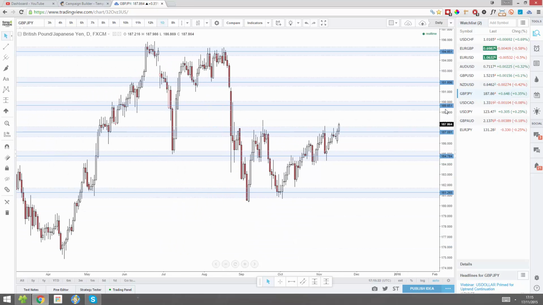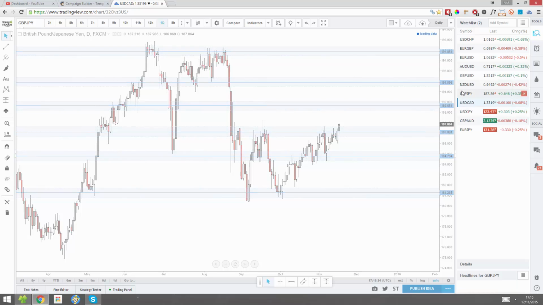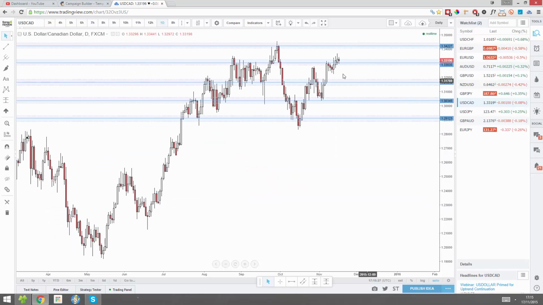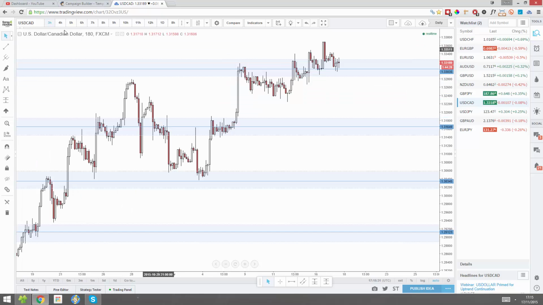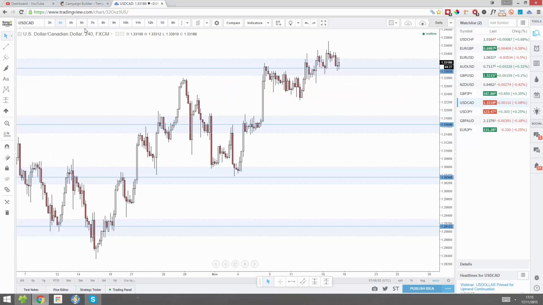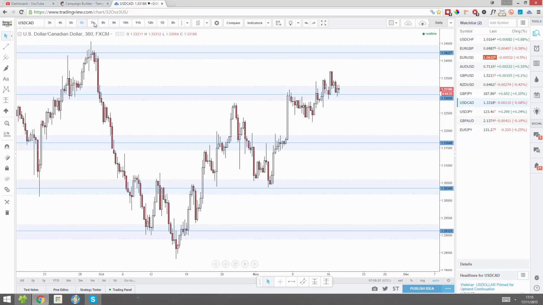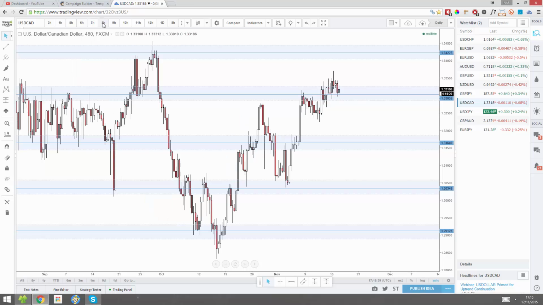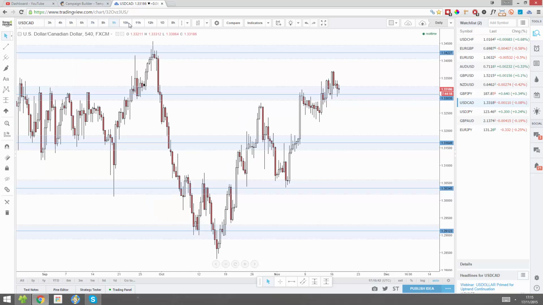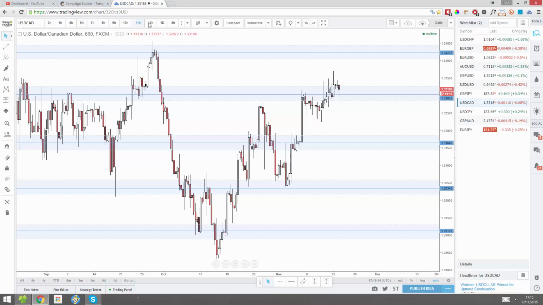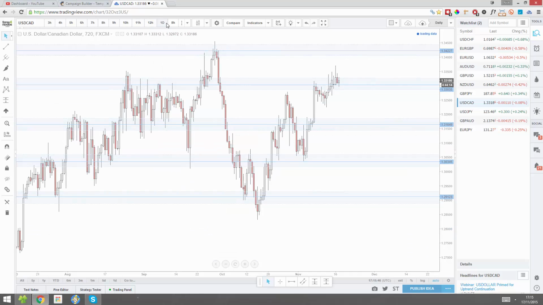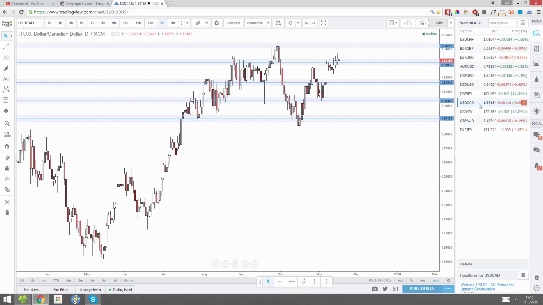GBP JPY, we already looked at, and let's do some USD CAD real quick. There's not going to be anything here, but we'll flick through it anyway. Yeah, nothing much going on.